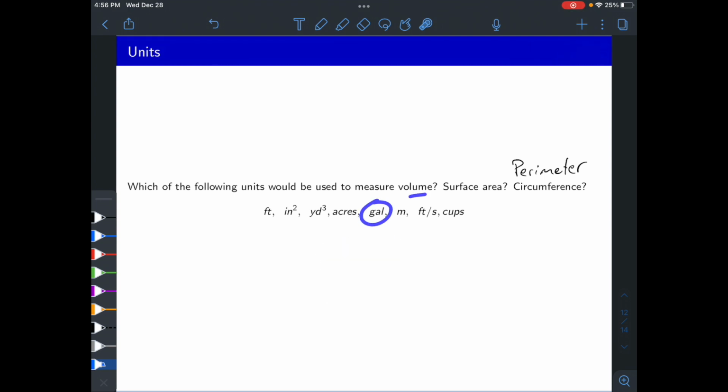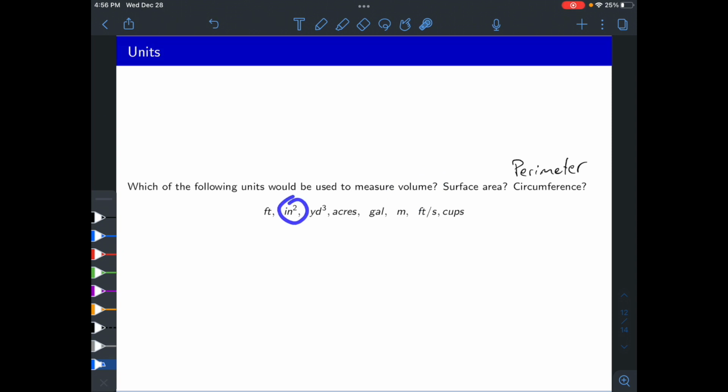So gallons measures volume. Meters measures perimeter or circumference, any sort of length thing. Feet per second, none of these. This is like measuring distance over time, which doesn't correspond to any of these. And then cups would be used to measure volume, similar to gallons.